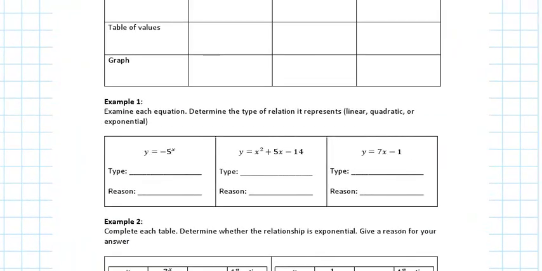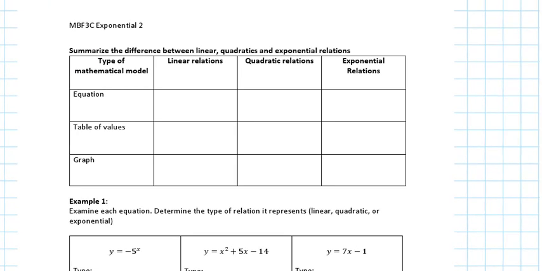So let's do a quick review of what we've learned before and how that compares to what I'm learning now. For a linear equation, what's the degree? Degree 1, right? I have an equation that would look like y equals mx plus b, where my degree is 1. And for my table of values, what would be constant? The first difference is constant.